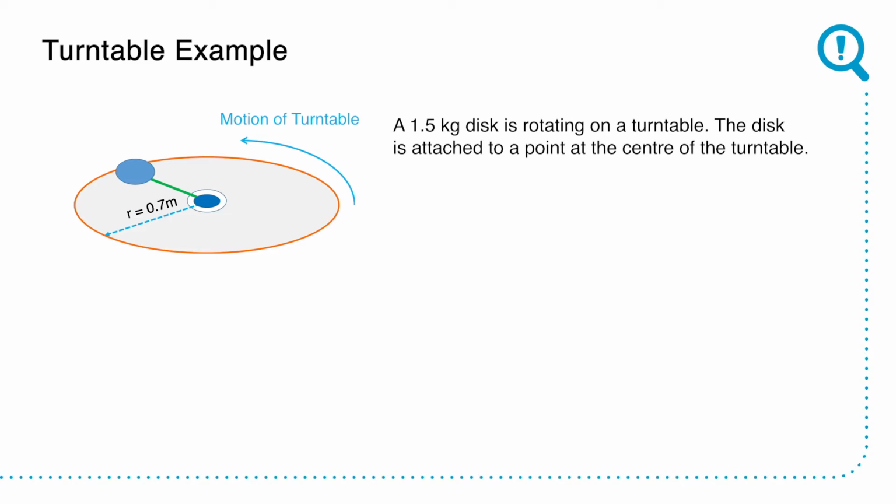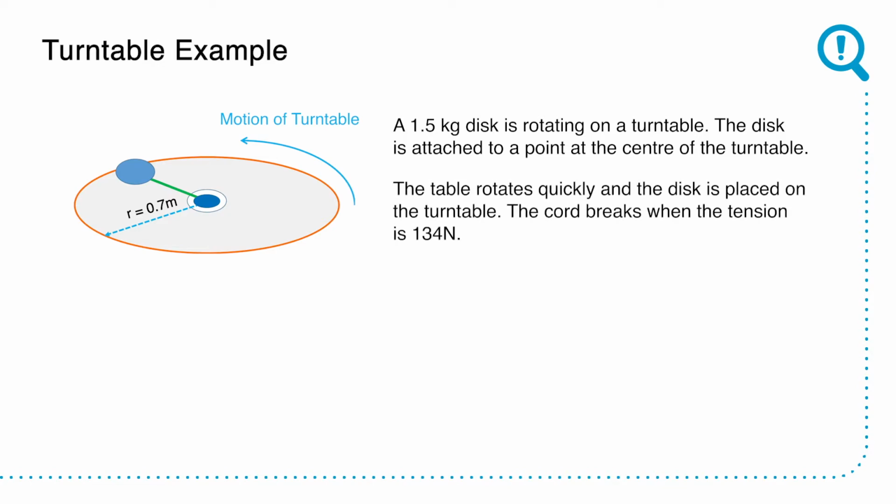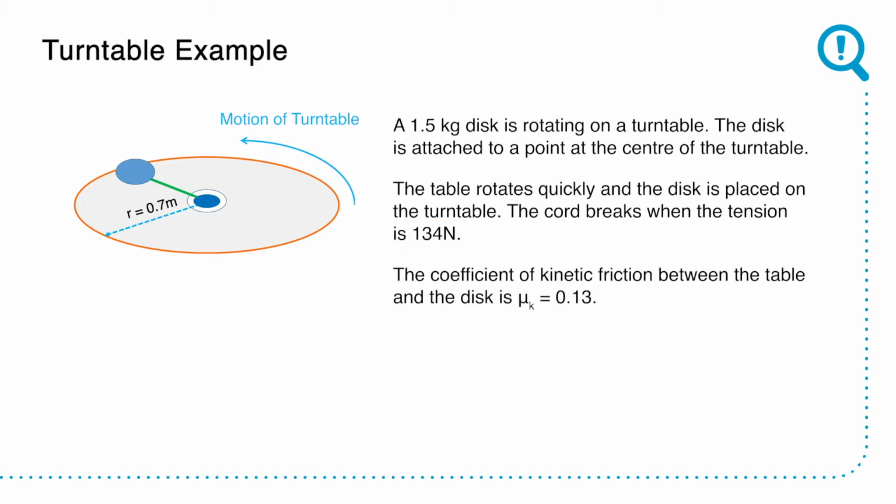The disc is attached to the point at the center of the turntable, so I've attached it with a cord. The table rotates quickly and the disc is placed on the turntable. The cord breaks when the tension is some arbitrary number. Here it's 134 newtons. And the coefficient of kinetic friction between the table and disc is mu k equals 0.13. How long before the disc is at a speed at which the cord will break?